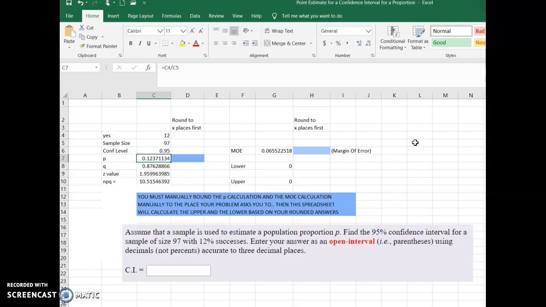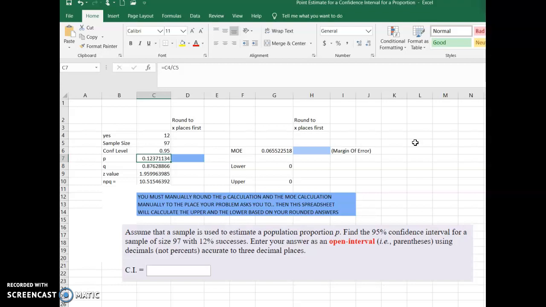Now, in this instance, it's giving us the P, it's giving us the 1 minus P, which is called Q, and lots of other things, but we're interested in obtaining a confidence interval. And so we need to get a point estimate, which is going to be our sample proportion, and a margin of error. Well, our sample proportion was actually 0.12.